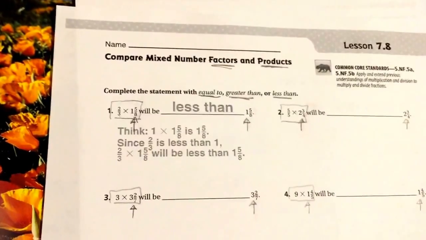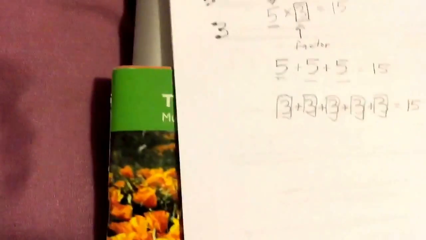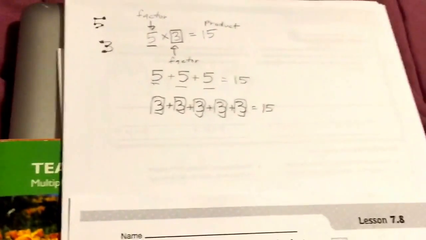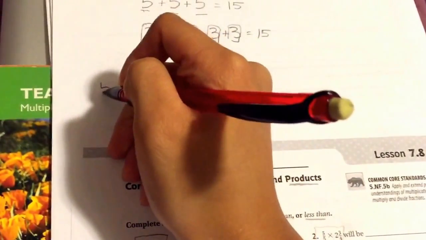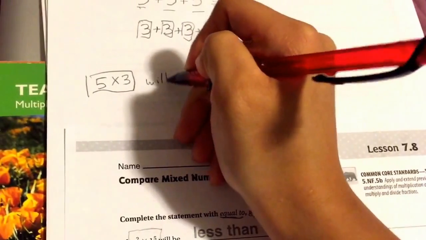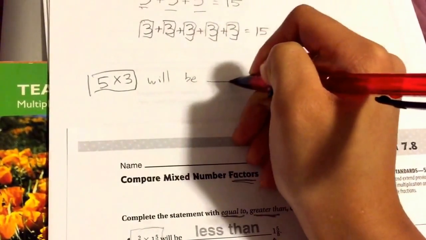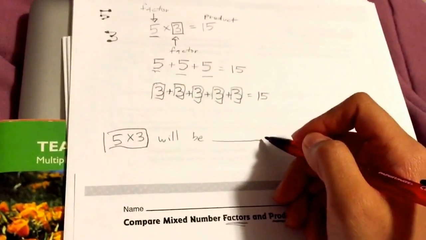Before going with fractions, let's see if we can make sense of it with our numbers right here. I'm going to copy the same exact sentence frame as this, but using the numbers 5, 3, and 15, because it's something we're familiar with now. So, they had the multiplication equation. Let's use our multiplication equation. 5 times 3 will be blank. And remember, our possible answers would be equal to, greater than, or less than one of the factors.